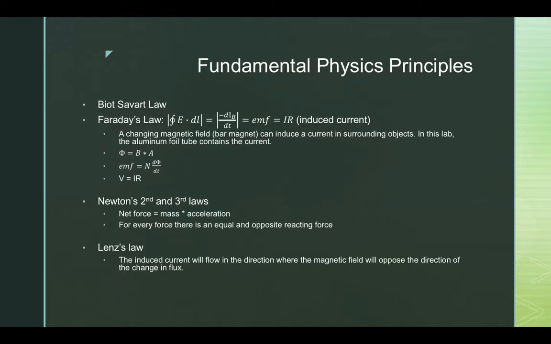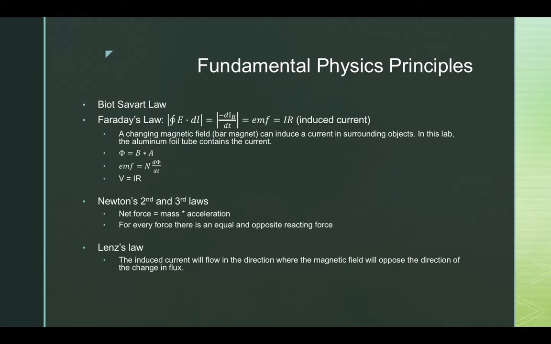So the physics principles used in this lab were the Biot-Savart law, which just computes the magnetic field of the bar magnet. The most important concept was Faraday's law, which says that a changing magnetic field, which in this case is caused by the bar magnet, induces a current in surrounding objects, specifically conductors, and in this lab the aluminum foil contains the current.